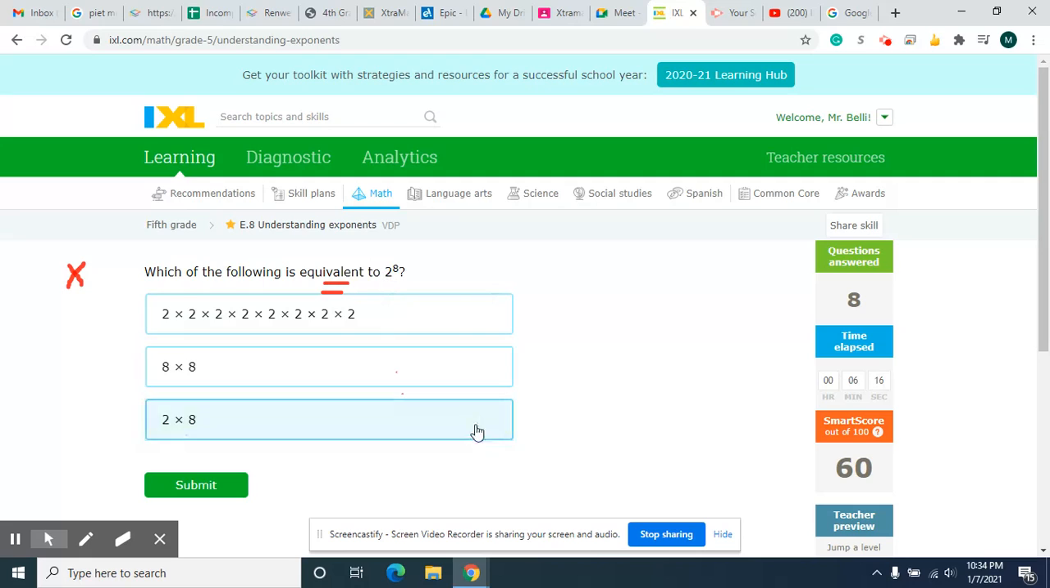How many 2's do we have? We have 8 2's, right? 1, 2, 3, 4, 5, 6, 7, 8. Now, some of you are probably saying, couldn't it be this one down here, 2 times 8? Well, no, it can't. This is how exponents work, okay? So what is 2 times 8? Correct. 2 times 8 equals 16.